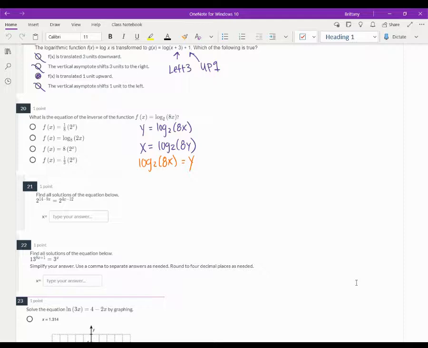So then, look at your three positions of a log. I'm going to get 2 to the y equals 8x. Oh, sorry, I forgot to keep those switched. 2 to the x equals 8y. And then we want to divide both sides by 8, which is the same thing as multiplying by 1/8. So that gives us 1/8 times 2 to the x.